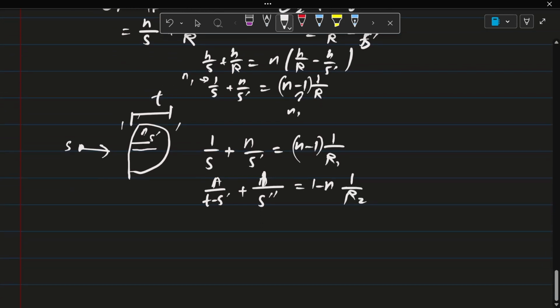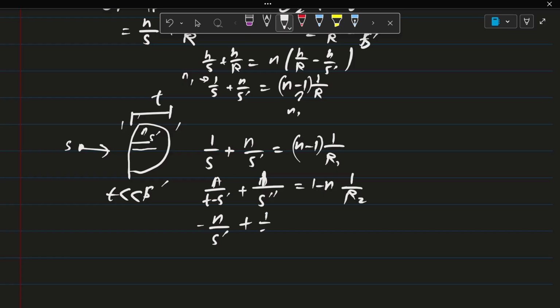Now for very small thickness, we will assume this to be very small compared to s prime. This would be negative n over s prime plus 1 over s prime prime equals 1 minus n, 1 over r2.